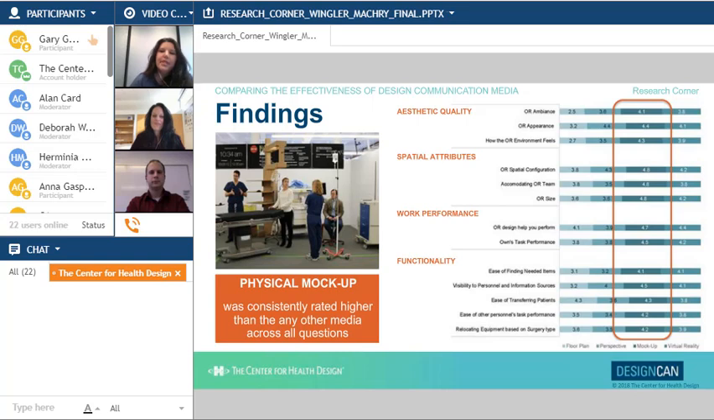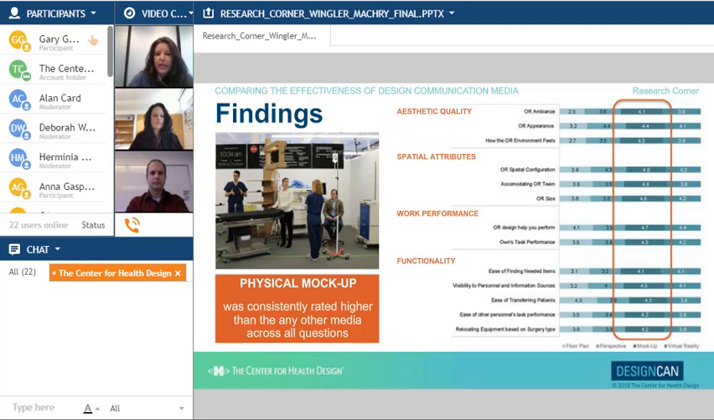So first, we did some descriptive statistics into all the responses from the interviews. And what we found is that the physical mock-up really was consistently rated higher than any other media across all questions. And that includes aesthetic quality, spatial attributes, work performance, and functionality.